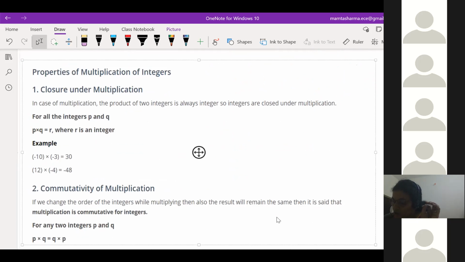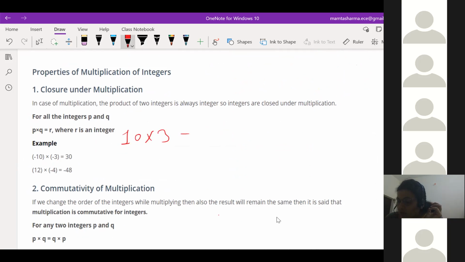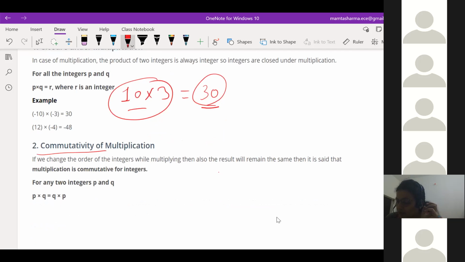Okay. So property of multiplication. Multiplication is closure or not? Yes, ma'am. Multiplication is closure. It will be A into B is equals to C. If we multiply two integers, the result would be always an integer. So that is the closure property of multiplication. Commutativity. Yes, we multiply P into Q or Q into P.